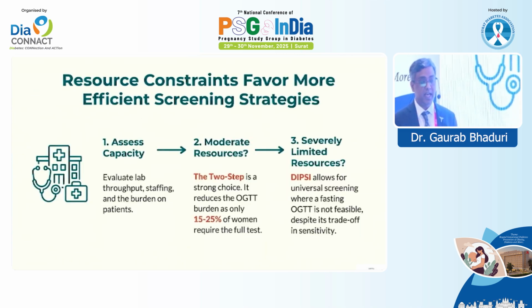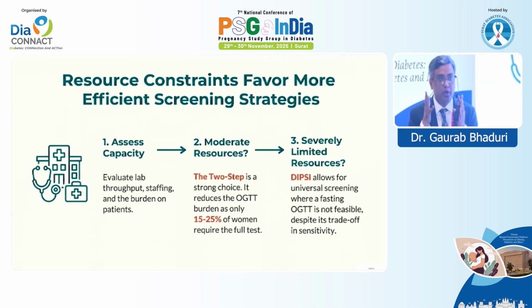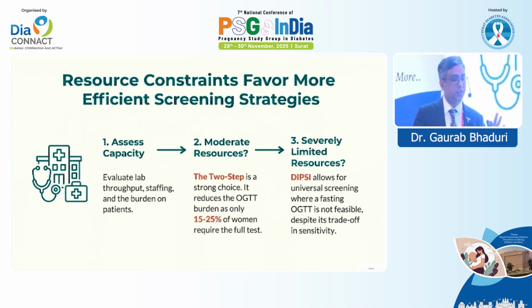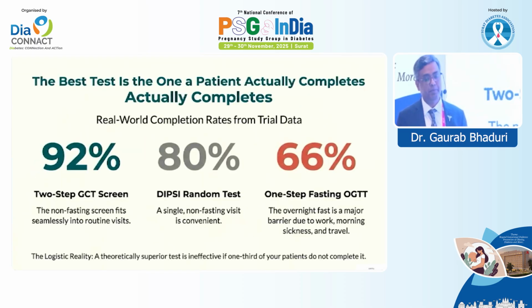Then you also need to understand that resource constraints favor more efficient screening strategies. So first and foremost, you need to assess the capacity. Evaluate the lab throughput, the staffing, and the burden that you're putting on the patient. If you have moderate resources, 2-step is a strong choice. It reduces the OGTT burden as only 15 to 25% of the women will actually require the full testing. If you have severely limited resources, DIPSI can be a very good alternative. It allows for universal screening where a fasting OGTT is not feasible, despite a little bit of trade-off in the sensitivity. And remember, the best test is the one which a patient actually completes.